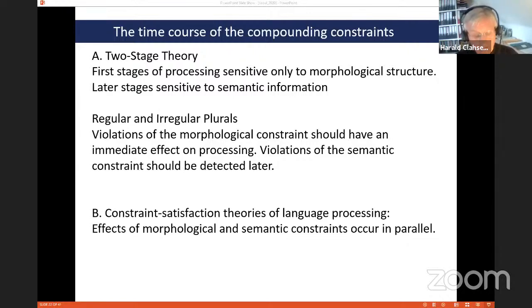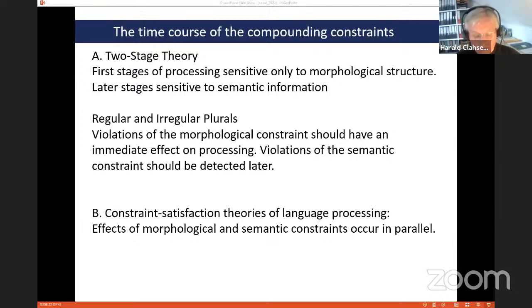Okay, so one possibility would be that the morphological constraint inside the grammatical constraint has an immediate effect on processing, whilst the semantic constraint against irregulars only affects later stages of processing. That would be compatible with structure-first accounts of language processing, according to which the initial stages of processing are purely structure-driven, and non-structural information, in this case semantic, and contextual cues are processed later. So this would be some kind of 2-stage theory. Frazier, and many others, argued for structure-first accounts in sentence processing.